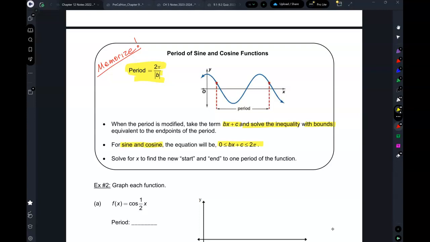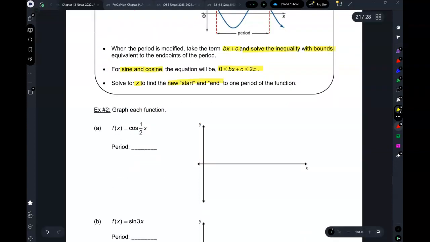Because when you make the wave faster or longer, you might end at a different place. You have to have a way to figure out what that different place is. And when you do this that I just highlighted, once you solve for x, it'll give you a new start and end to one period of your function. So take a look at this.